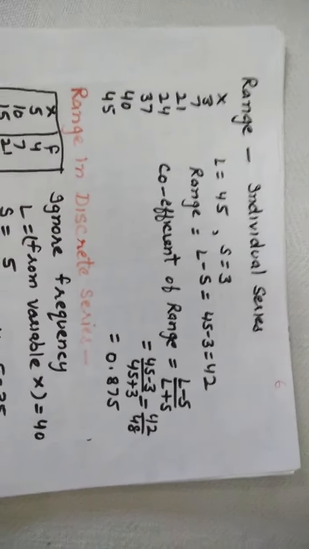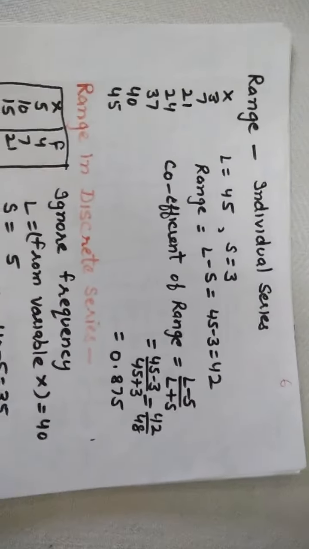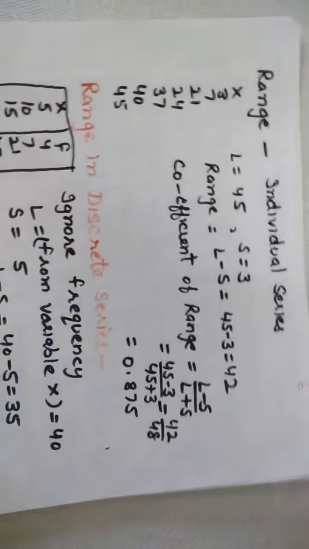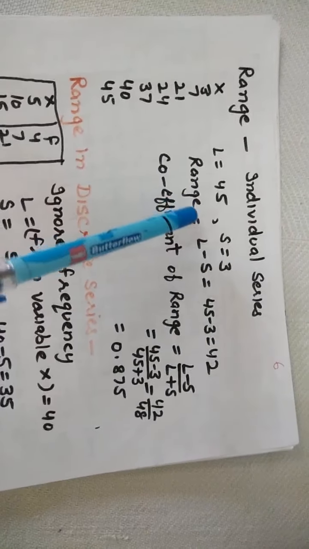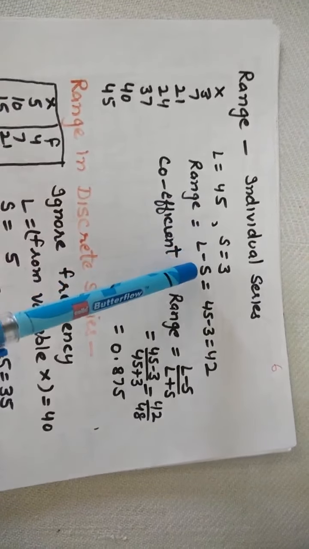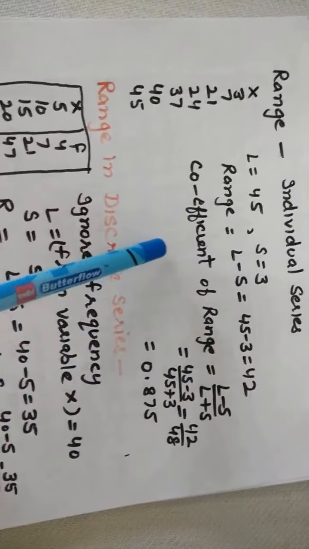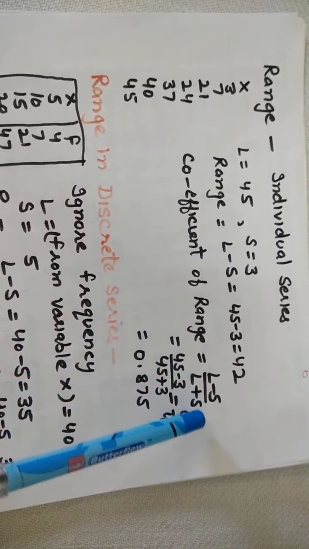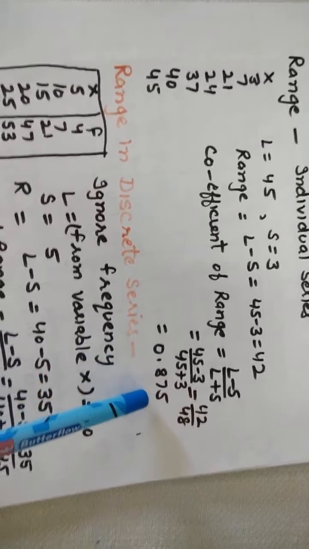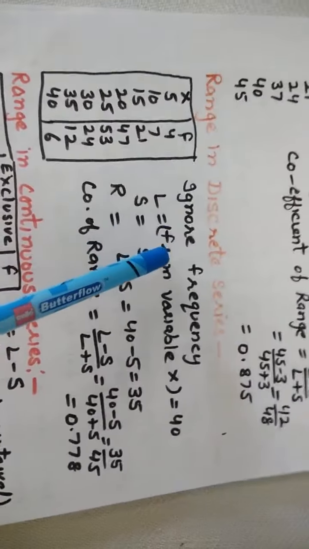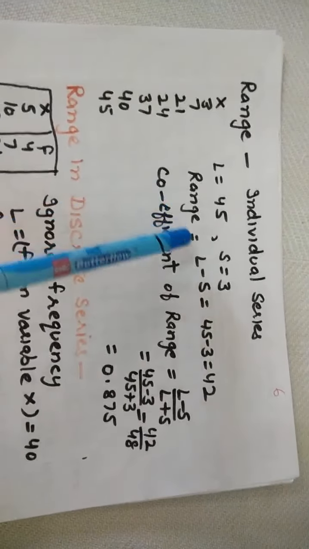Now we will discuss with the help of examples. First is range. Variables are given. Range: largest value 45, smallest value 3, and range is difference between L and S, that is 42. Coefficient of range is L minus S divided by L plus S, that is 0.875.